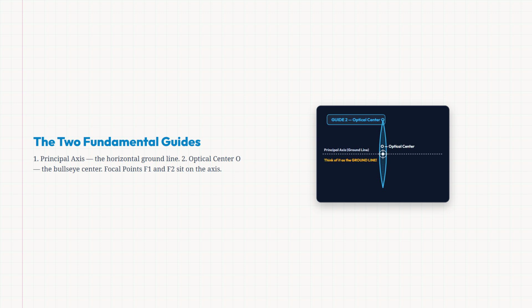And now, the focal points. Mark 2 more points on the axis, one on the left of O and one on the right, at equal distances from O. These 2 points are called F1 and F2. Remember, the focal points F1 and F2 sit right on the principal axis.